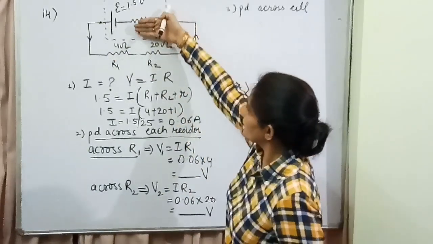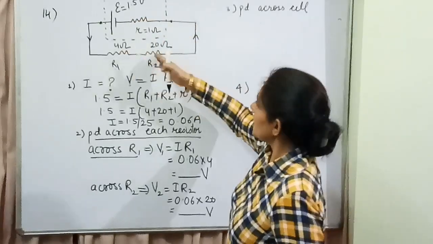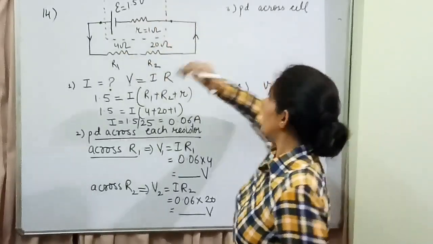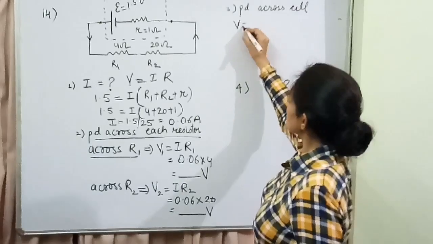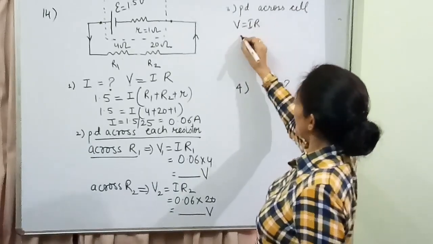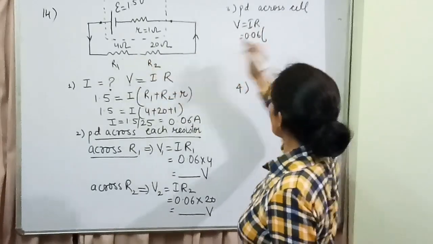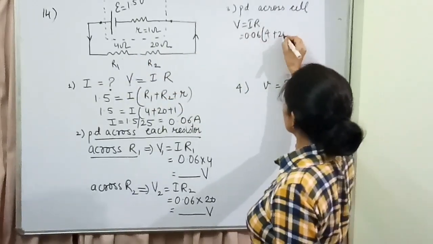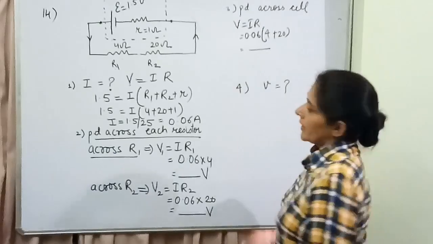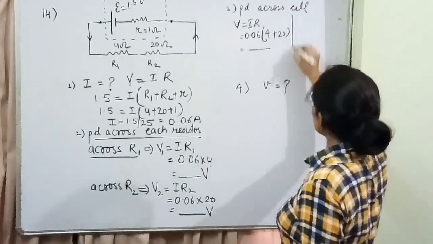Means this time you are going to leave this resistance. You have to include these two, and leave out the internal resistance. So you can do it two ways. V is equal to IR you can do. I's value 0.06 into R. You had to take both of these R, so 4 plus 20, and you can solve it, whatever value you will get.